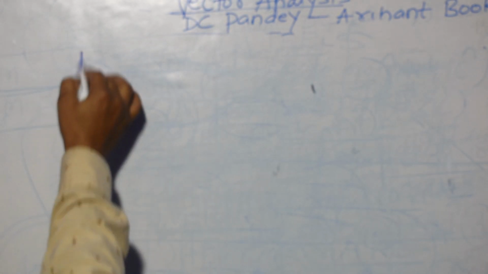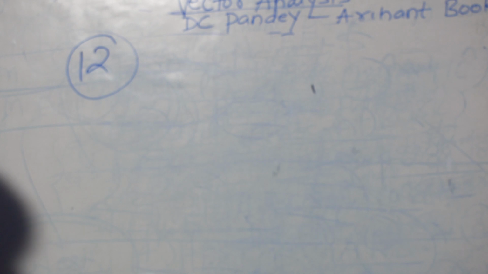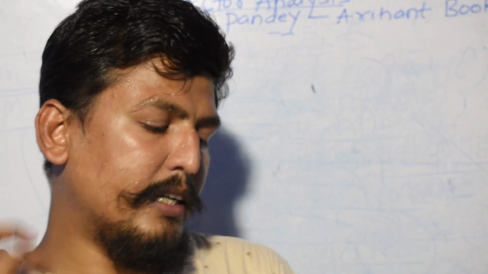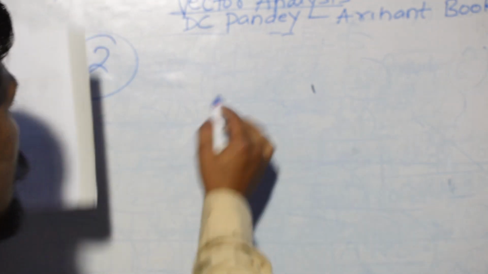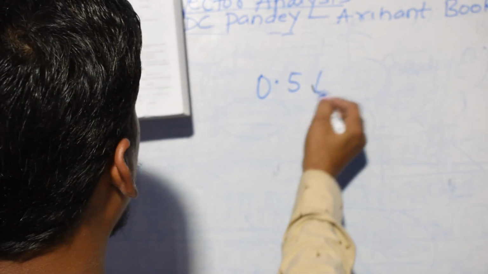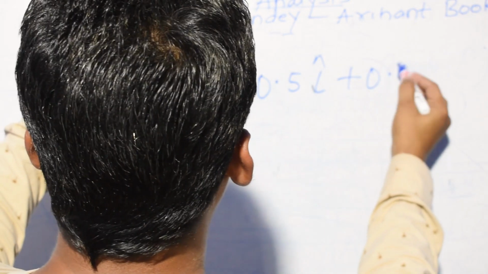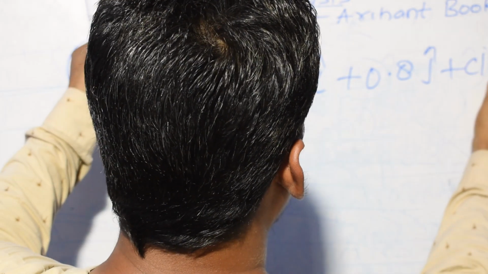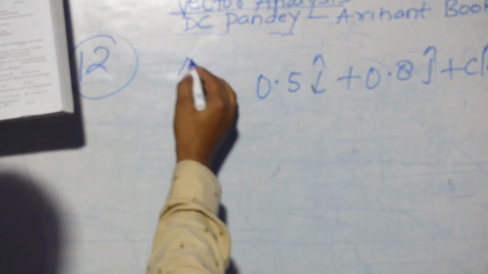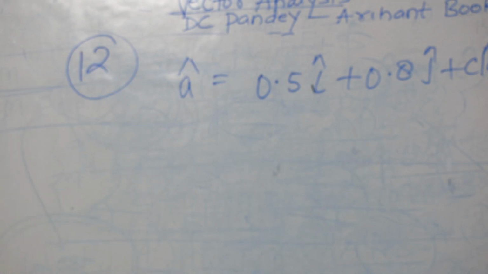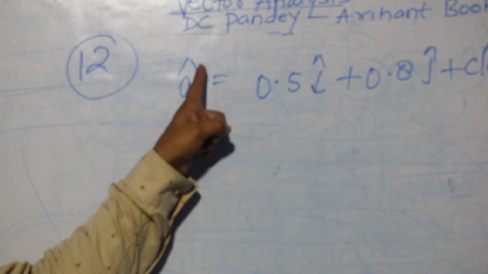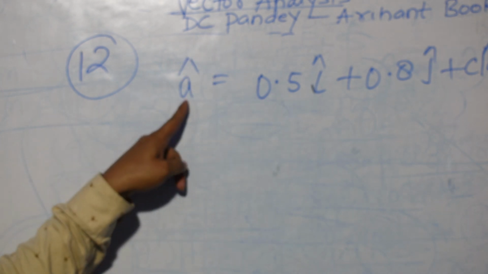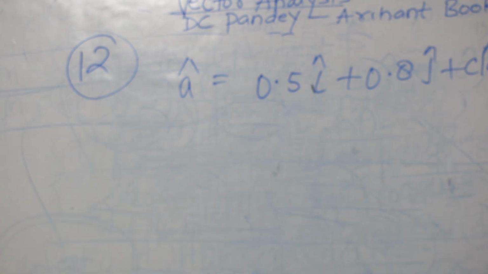And question number 12. Let's see question number 12. If a vector is represented by a unit vector, now first of all I am writing, a unit vector is what? A vector having magnitude 1, unity. So let's write a unit vector. A cap. Cap means this is a unit vector. This is having magnitude 1. What is the value of C?